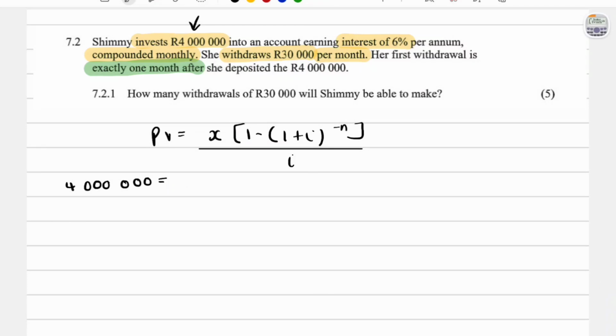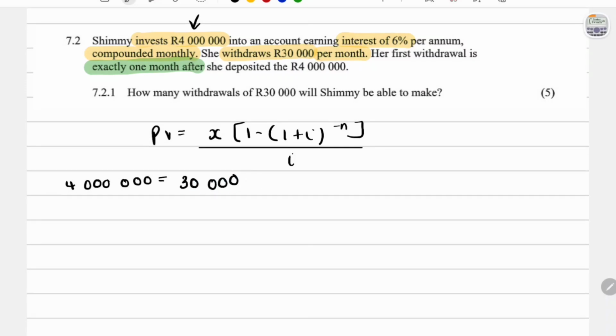In this case, you can actually see the X as the money that you keep on putting in to eventually finish the loan. Shimi right now took 4 million and put it inside the bank. She's going to keep withdrawing how much every month? 30,000 every month. That is the money that's going to help this money to decrease and eventually become nothing. So we can see that now as our X value. So that is the 30,000 that we have there.